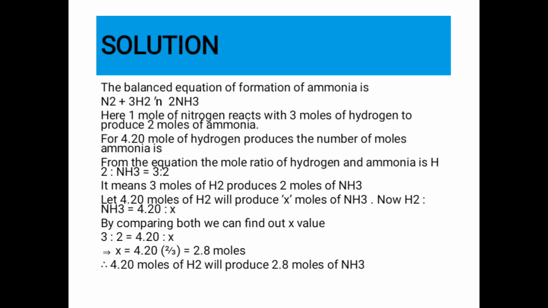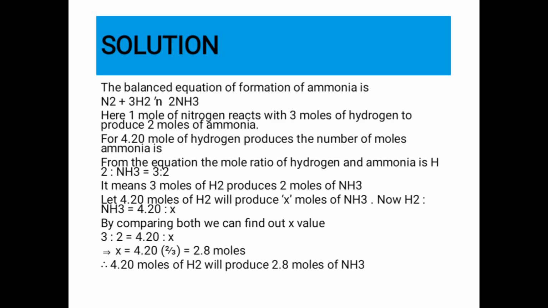Ammonia is formed by the reaction of N2 plus H2 to give 2NH3. N2 plus 3H2 will give 2NH3. From that equation, again, 1 mole of nitrogen reacts with 3 moles of hydrogen to produce 2 moles of ammonia. And so then 4.20 moles of hydrogen produces the number of moles of ammonia.